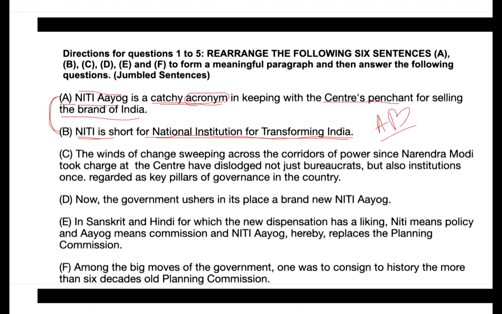In that paired sequence approach, we find that both of the sentences make a connection, that's A and B. So we could consider Niti Aayog is a catchy acronym in keeping with the center's penchant for selling the brand of India. And the second one says Niti is short for National Institution for Transforming India. Therefore, we could say that it is one of the pairs.